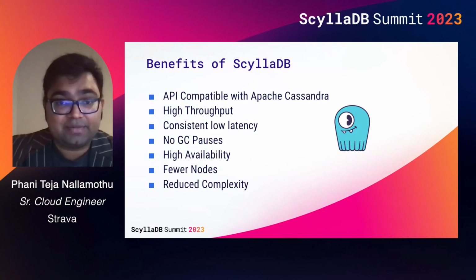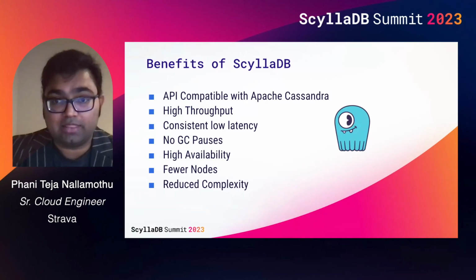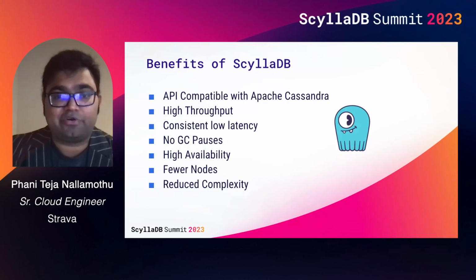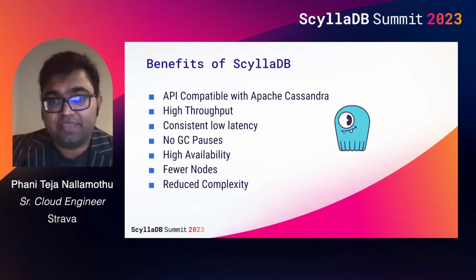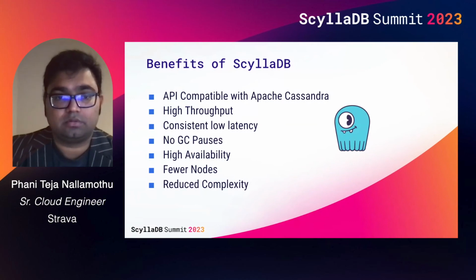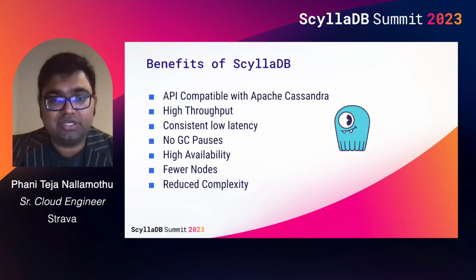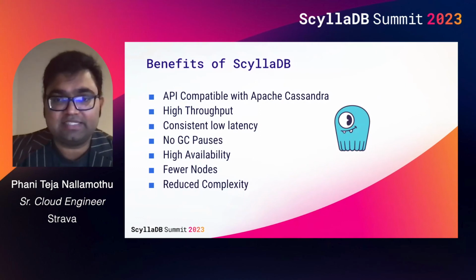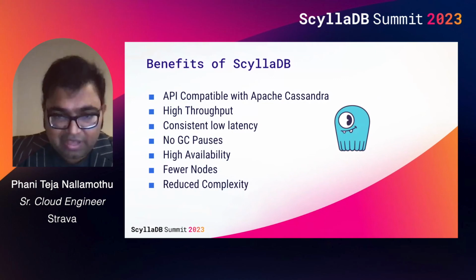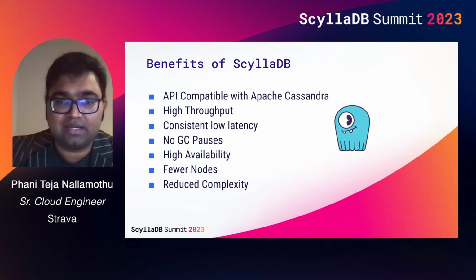We serve over 100 million athletes, so we want our platform to be highly available all the time. Scylla achieves that. We can also achieve the same performance with fewer nodes, thereby reducing the admin costs and the operational complexity. We deploy most of our clusters in the US East 1 region in 1A, 1B, and 1C availability zones. We have quite a few microservices which use Scylla.